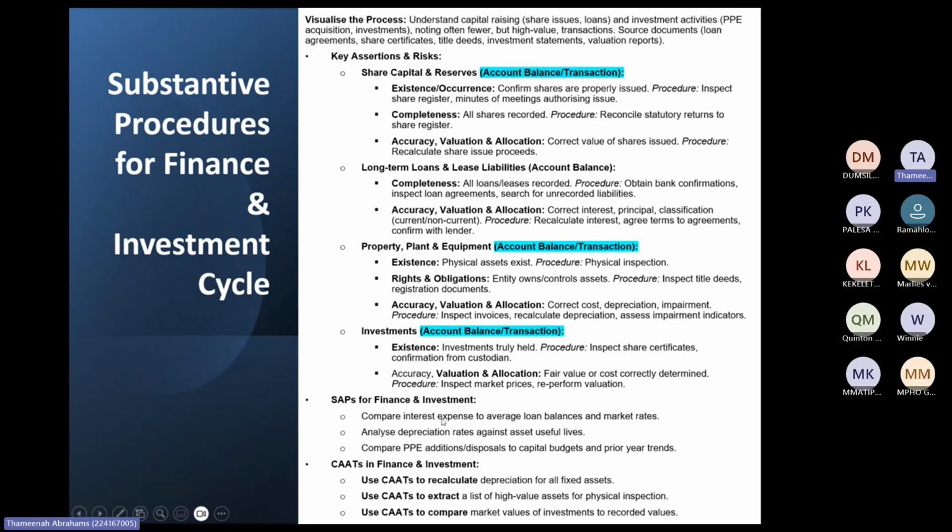Then of course the analytical procedures are to compare, for example, the interest expense to average loan balances and the market rates, or analyze depreciation rates against useful lives and so forth, looking at budgets or capital budgets for PPE. You can use CAATs to recalculate depreciation. You can use CAATs for high value assets and for market value of investments and so forth.